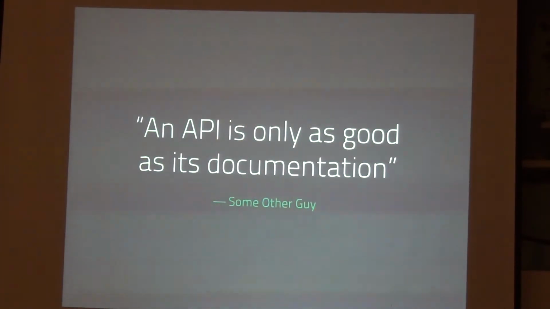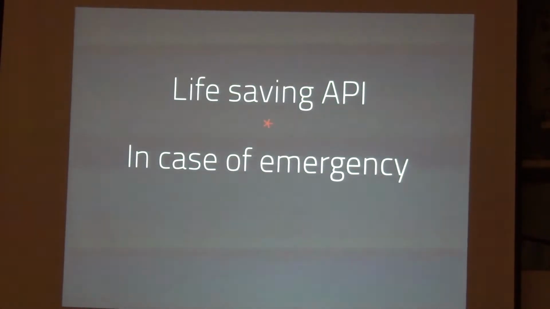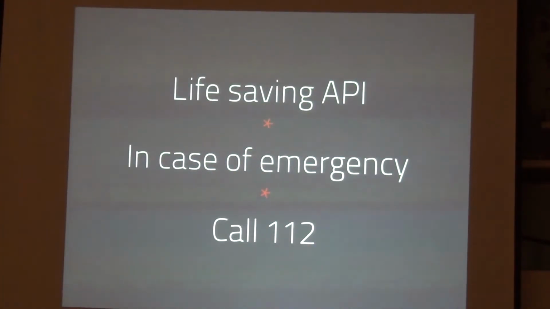An API is only as good as its documentation. If you think it's a cliche, let's think about some really important API. For example, an API which can save someone's life. When you follow the documentation of this little lifesaving API, which says in case of emergency, call 112, and when you're in an emergency, then you call it.